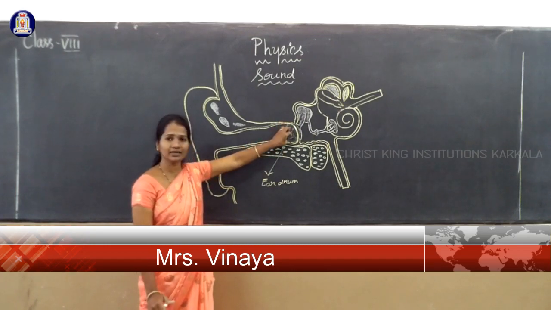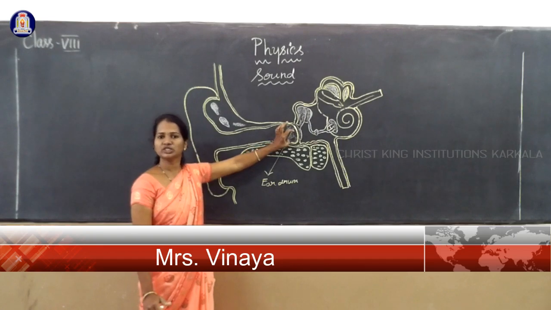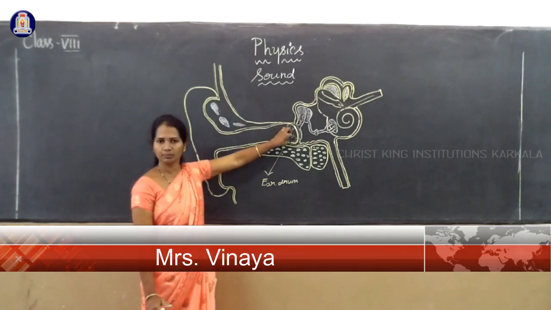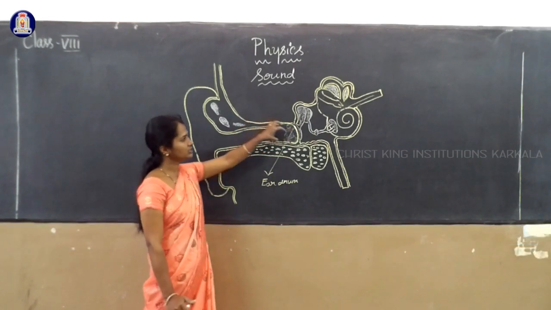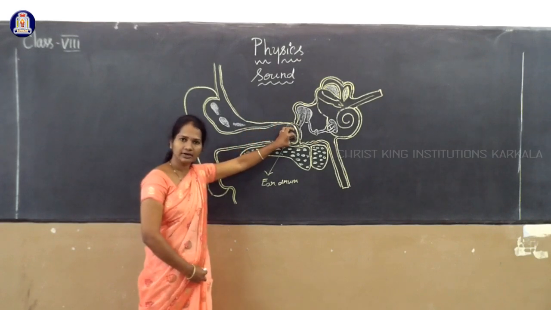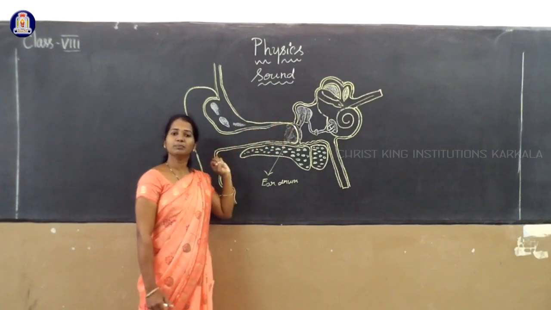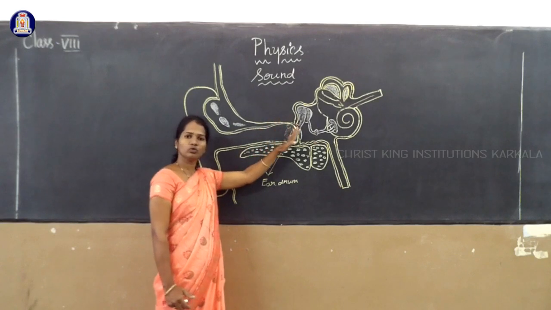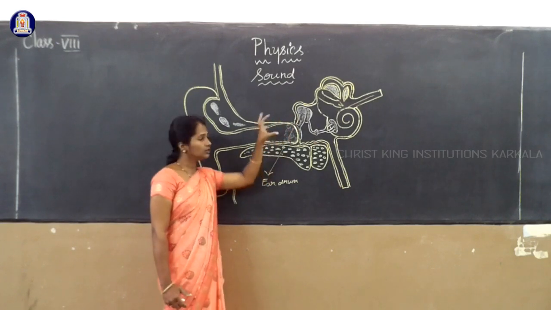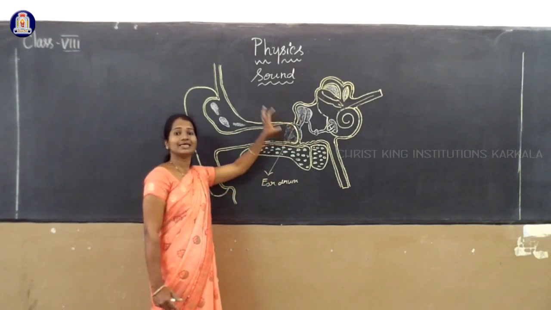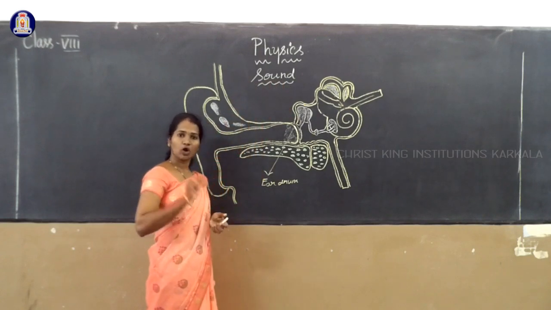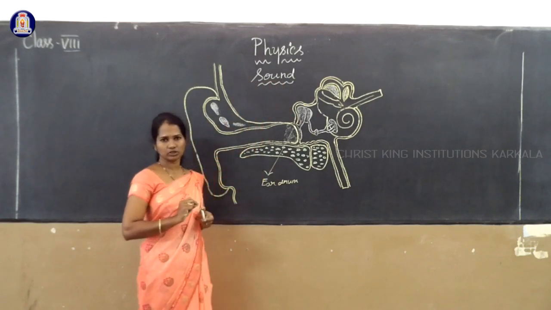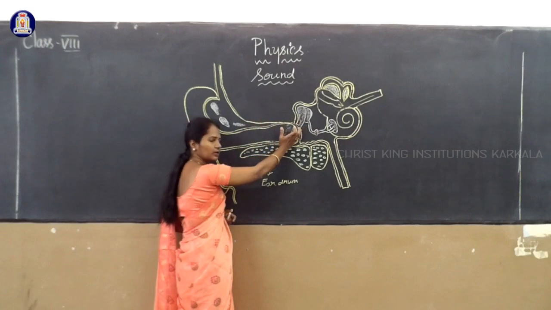This is like a stretched rubber sheet. When the vibrations reach this eardrum, the eardrum starts vibrating. In a sense, it moves backward as well as forward. These vibrations are then sent to the inner ear. The cochlea is also not mentioned in the textbook.